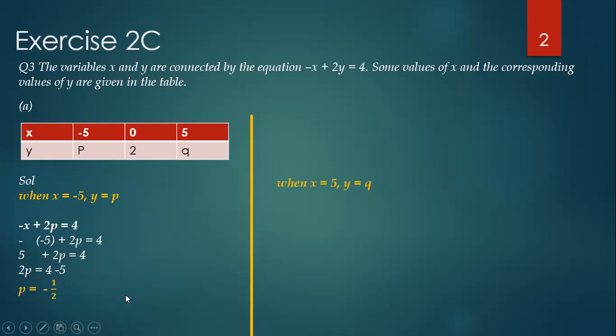Now, when x is 5, y is q. Now put this in this equation. Replace y with q and x with 5. Now, when you open this bracket, this is going to get minus 5 plus 2q is equal to 4. Take this 5 on the other side, so it's going to add with 4. So it's going to become 9. 2q is equal to 9, and q will be 9 upon 2. That will be 4.5.